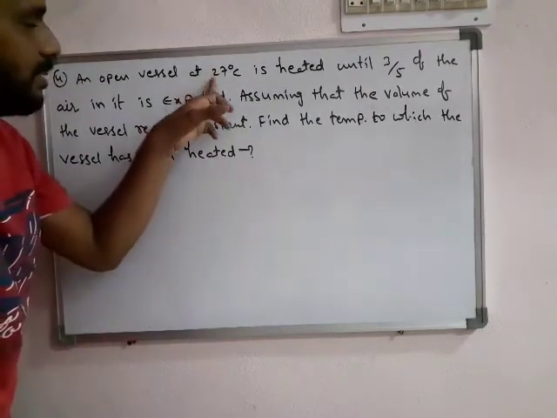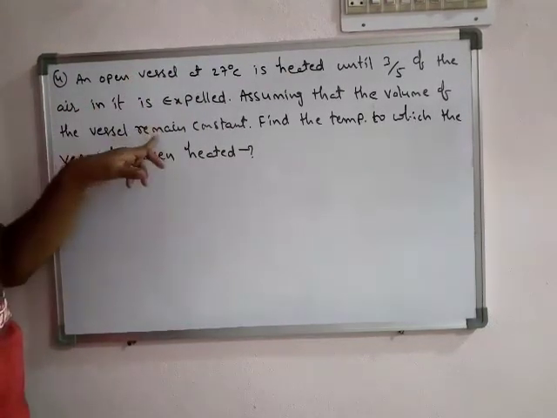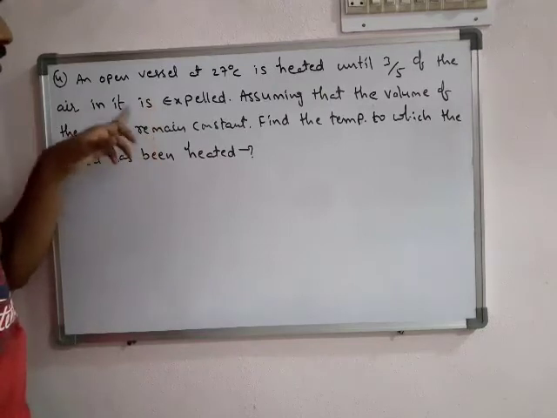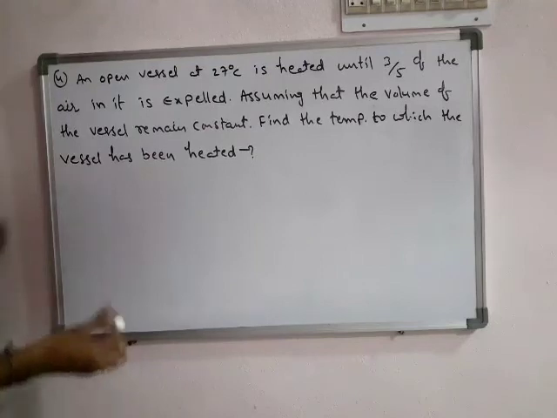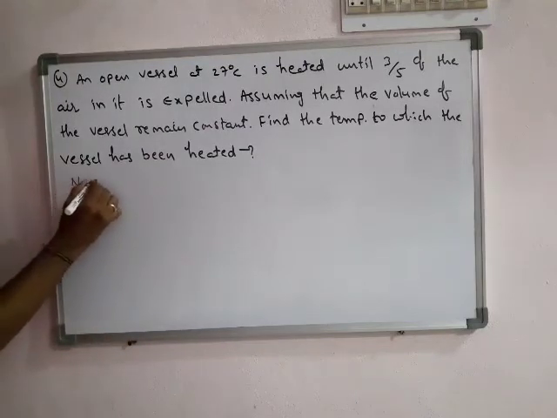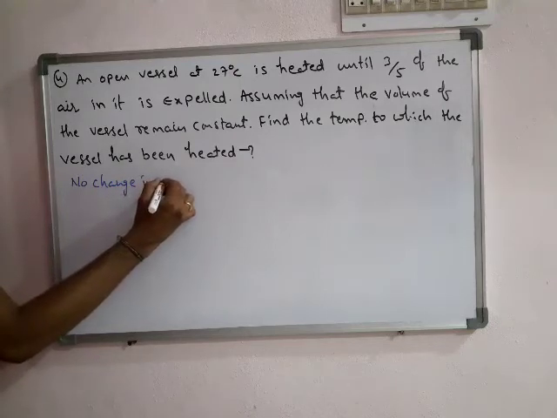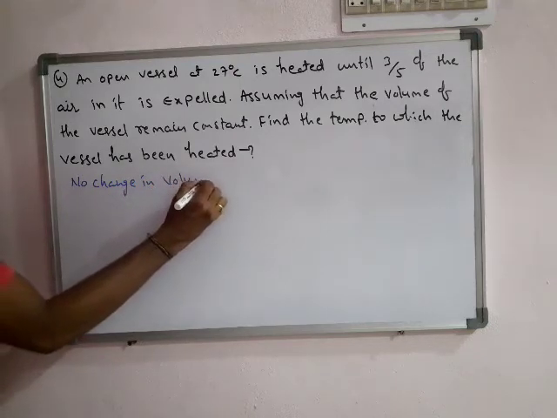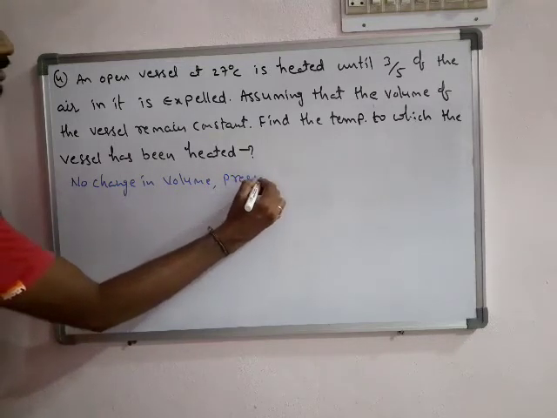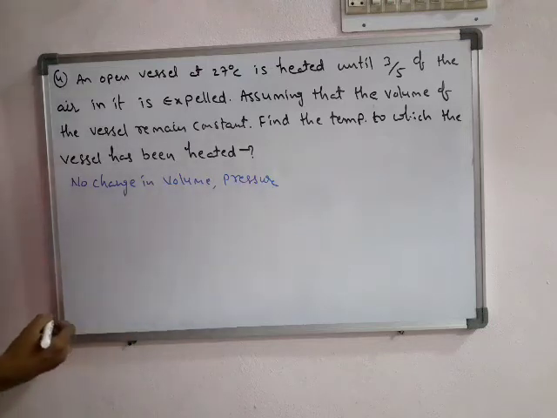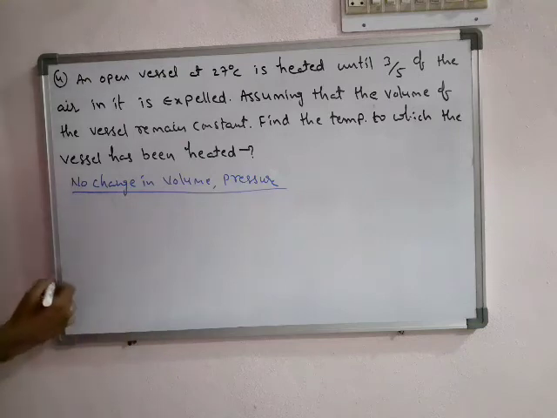So the starting temperature is given as 27 degrees Celsius, and what is the volume? No change in the volume. Volume has no change, and it is an open vessel, so there is no change in the pressure, no change in the volume. Okay, so here the main point is no change in the volume, as it is an open vessel, that's why there is no change in its pressure. So now we use this condition for the calculation.